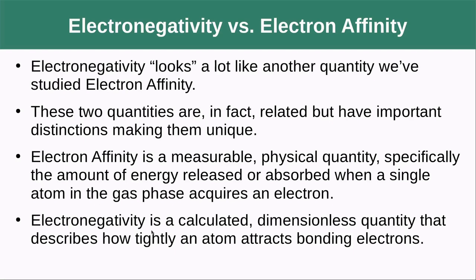Electronegativity is not measurable. It is a calculated dimensionless quantity that describes how tightly an atom attracts bonding electrons. So it doesn't work with electrons that it already has. It's only with the electrons that it can gain through bonding.